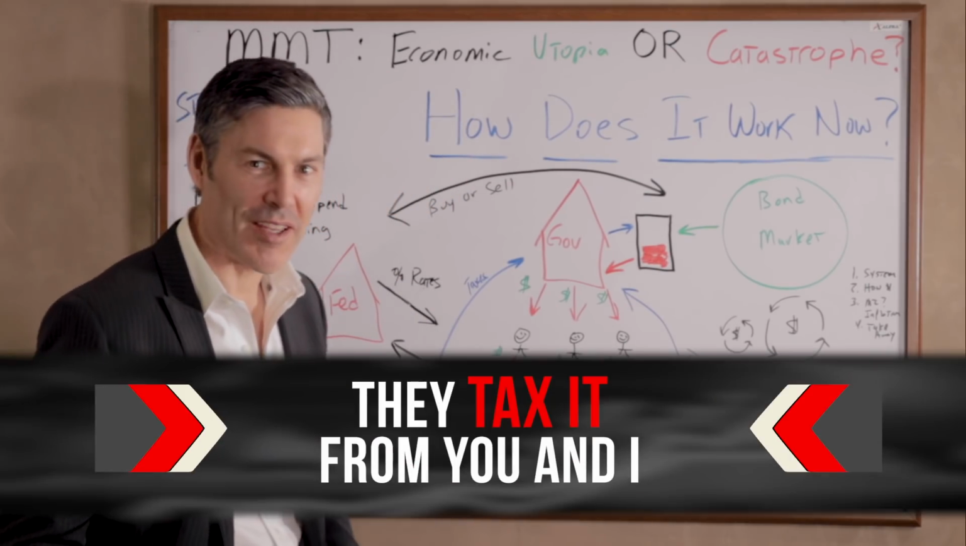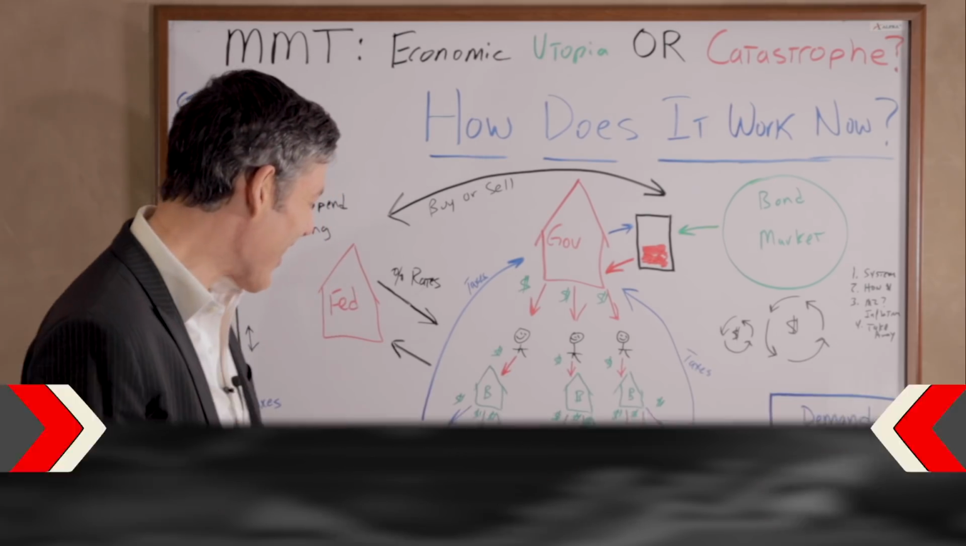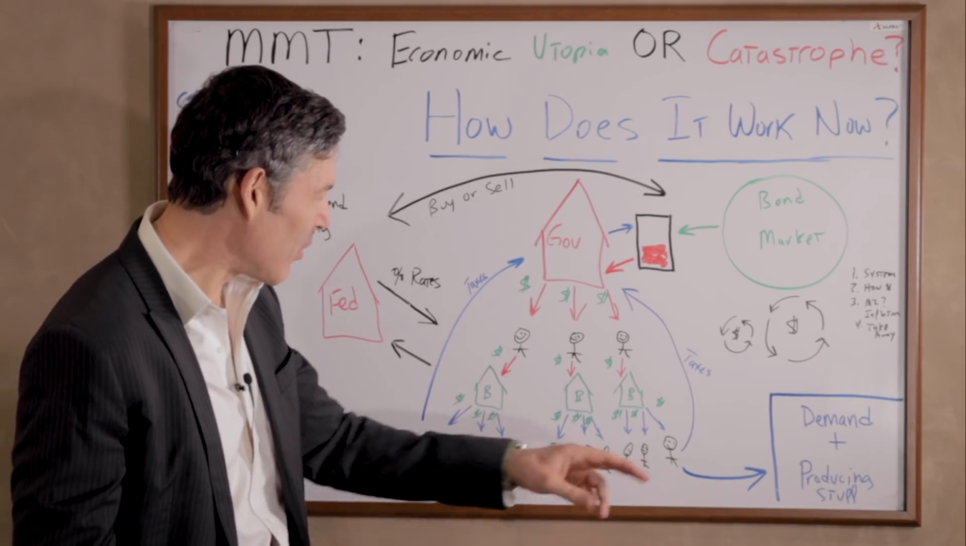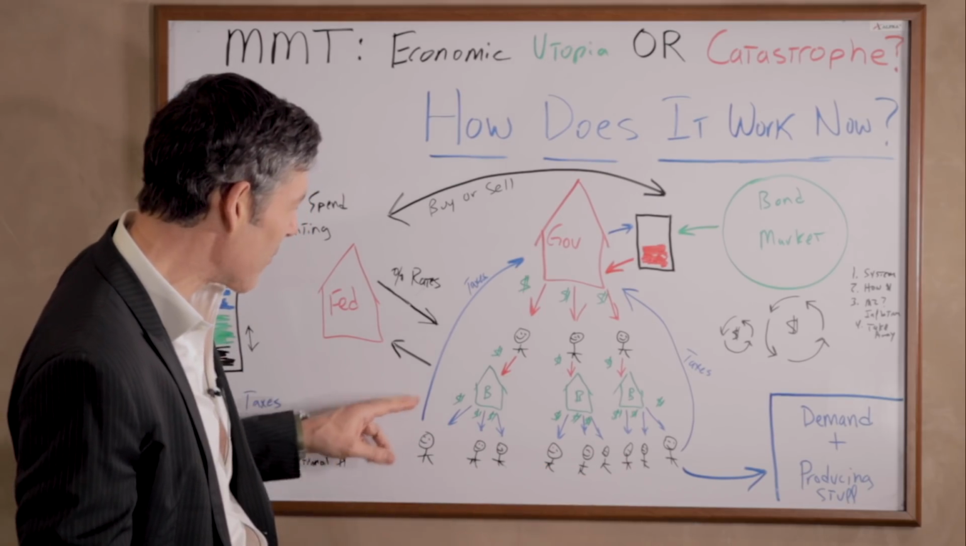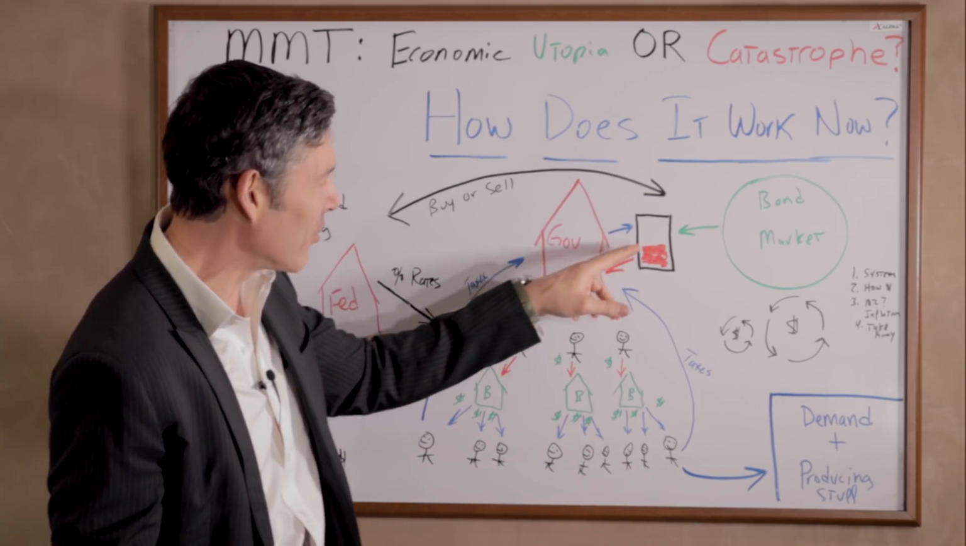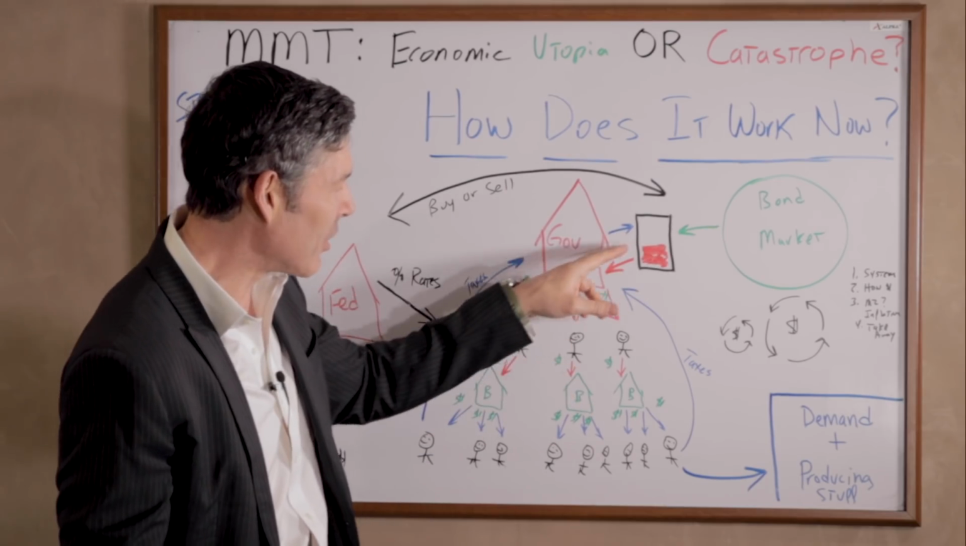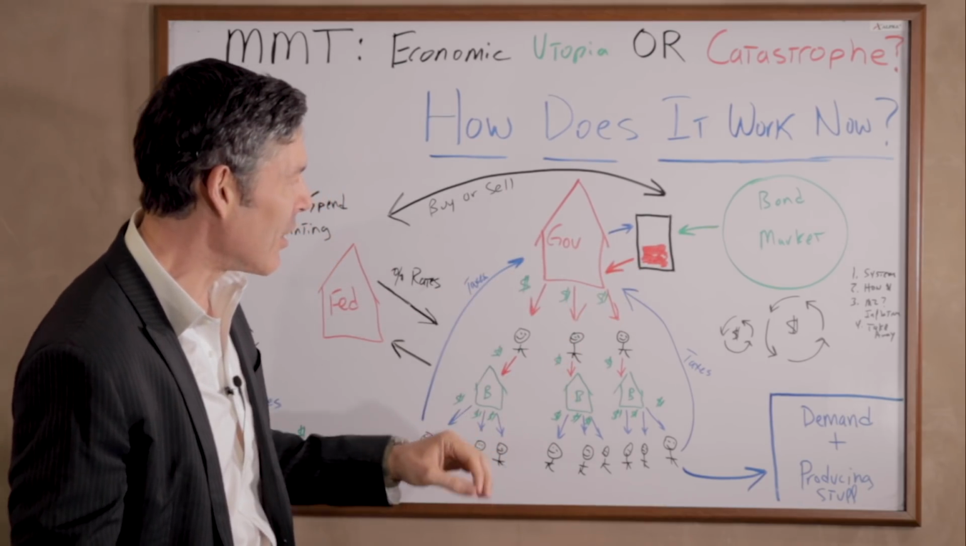So how does the government actually get the money that they spend? Well, first and foremost, they tax it from you and I. So they go to all these people and say, hey, we want our share, pay your fair share, people. And the people take their money and give some of it back to the government. That goes into the government coffer so they can spend it out again in the future.